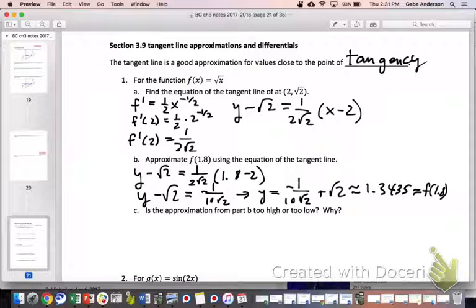Okay. So, of course, what we're doing is we are saying that we've got this curve. We know that the graph of that square root of x function looks something like that. And then our tangent line would look roughly like this.